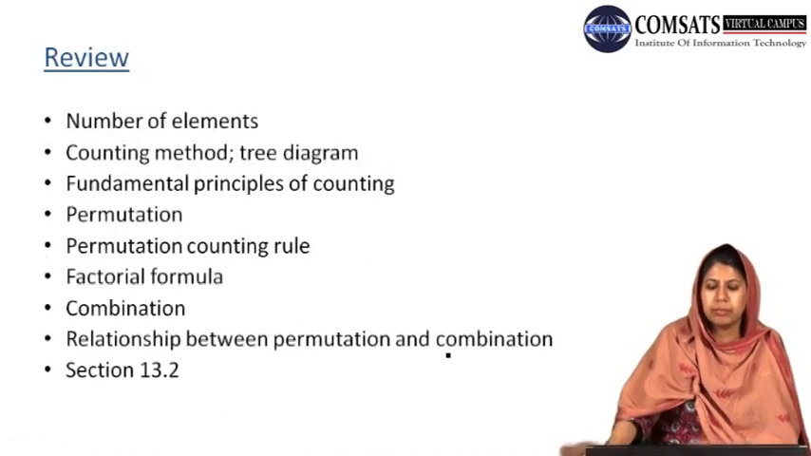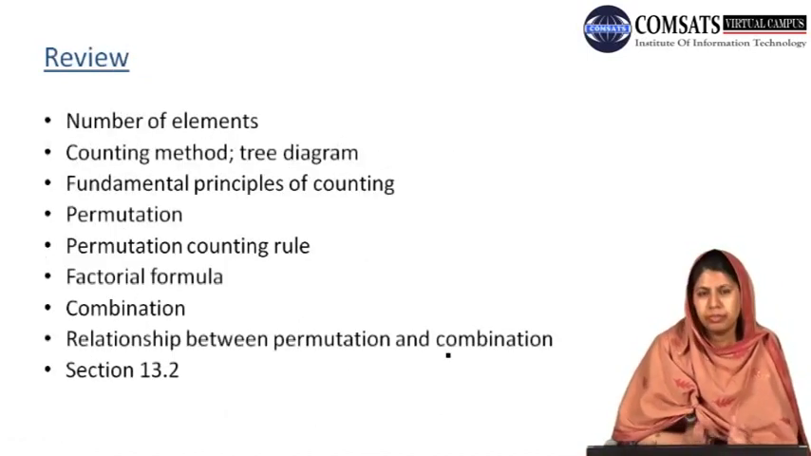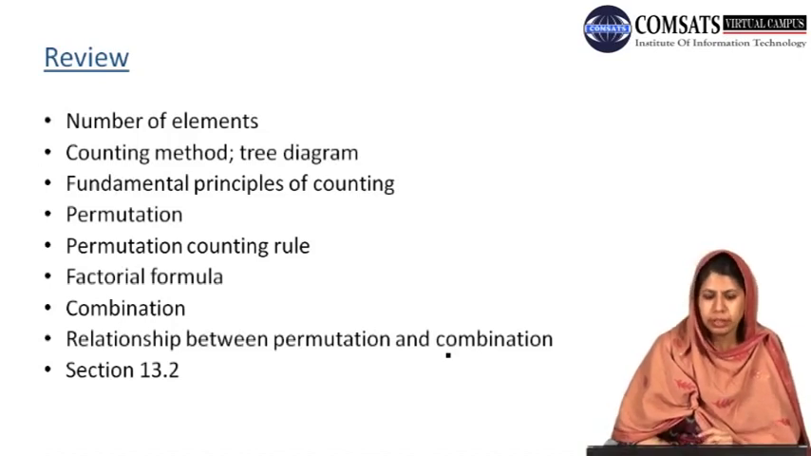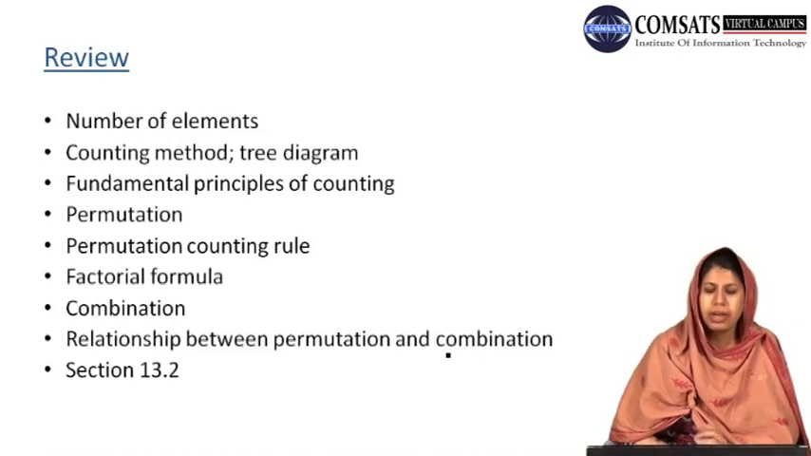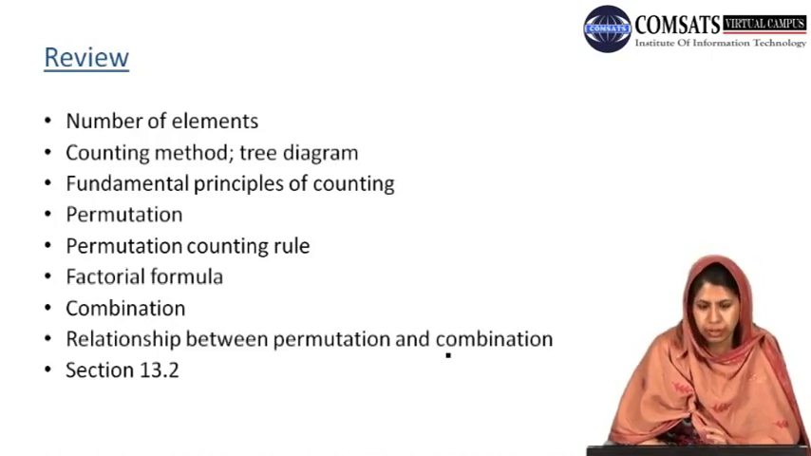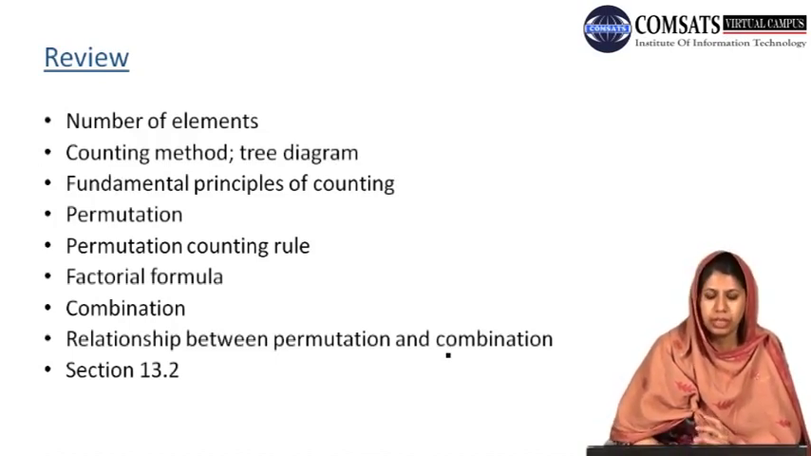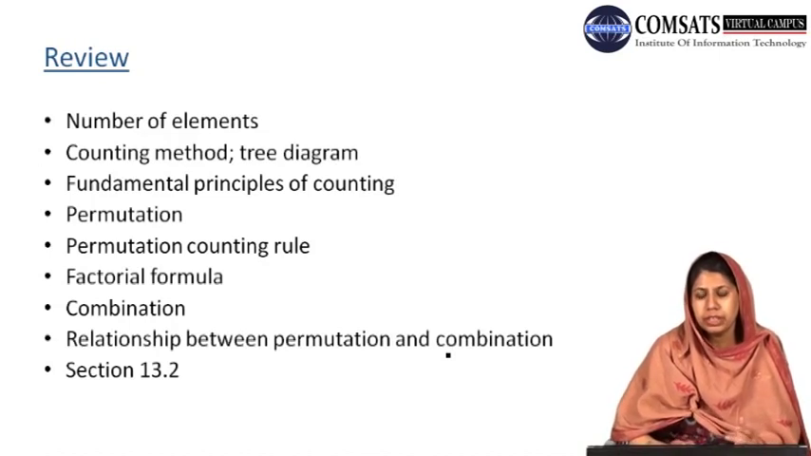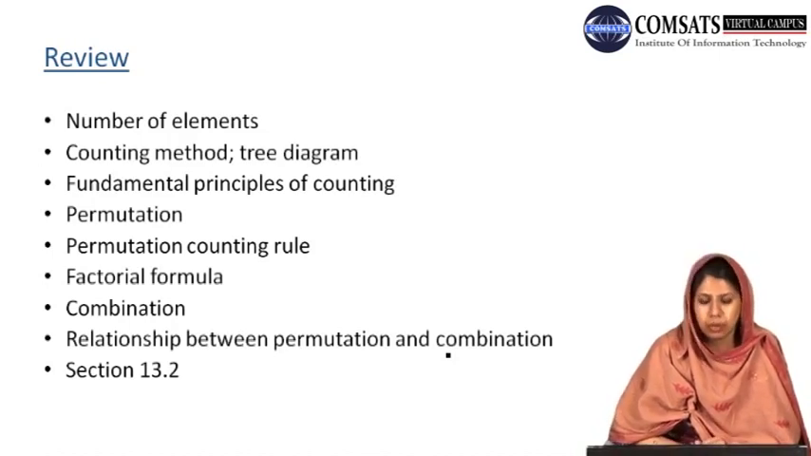Today we have studied the number of elements by taking the union of 2 sets, the counting method, that is the tree diagram, and the fundamental principle of counting. We have also studied permutation, some examples, and the permutation counting rule. Then we have seen the definition of factorial, and we have defined our permutation formula in terms of the factorial formula. Then we have studied the combination. What do we mean by this? Some examples of the combination, the relationship between the permutation and the combination, and with the help of this relationship we have derived our factorial formula for the combination.